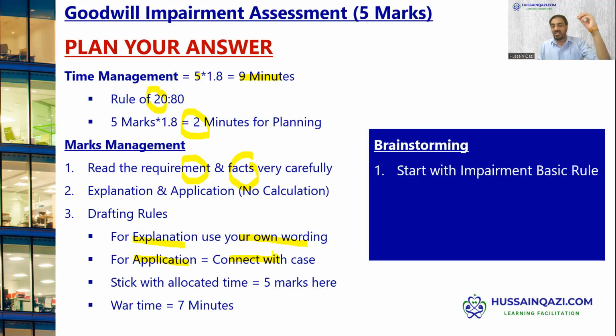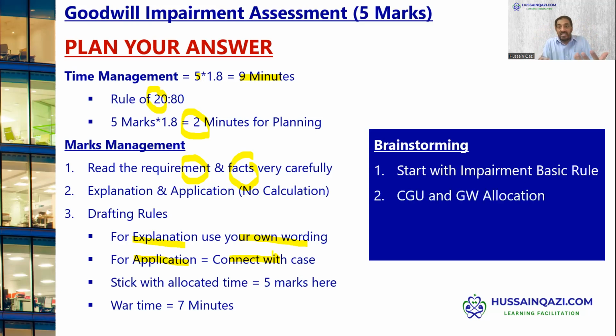Number 1, we will always start very basic, the basics of impairment rules. For example, an asset or a disposal group is impaired if its carrying amount exceeds the recoverable amount, and make some explanation of the recoverable amount. Higher of fair value less cost to sell or value in use. Very basic, and catch one mark. Always start with the very basics in your own wordings. Start your momentum, catch easy marks.